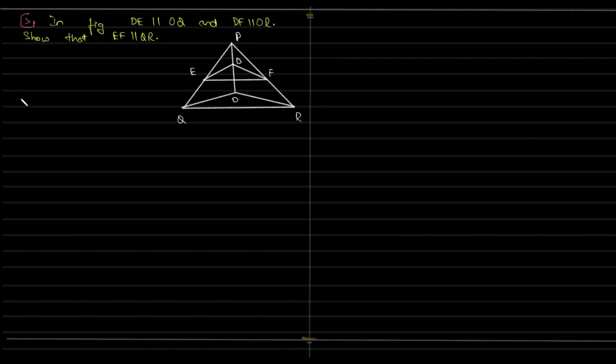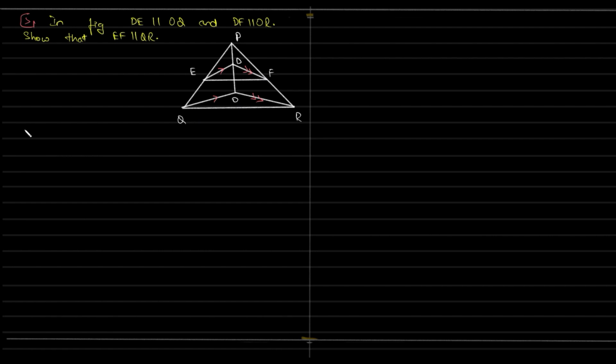In the figure, DE and OQ are parallel, and DF and OR are parallel. Prove that EF is parallel to QR. We have to prove that.